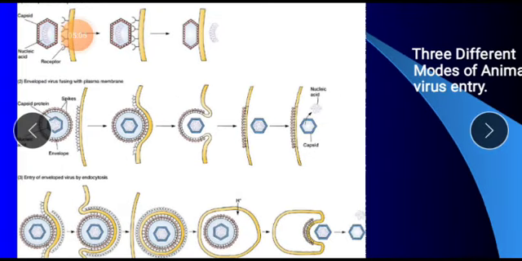Try to check the enveloped virus fusing with the plasma membrane. This is the entry of an enveloped virus by endocytosis. This is what we call the capsid, then the spikes and the envelope. They try to enter by engulfing. This is the process of engulfing.